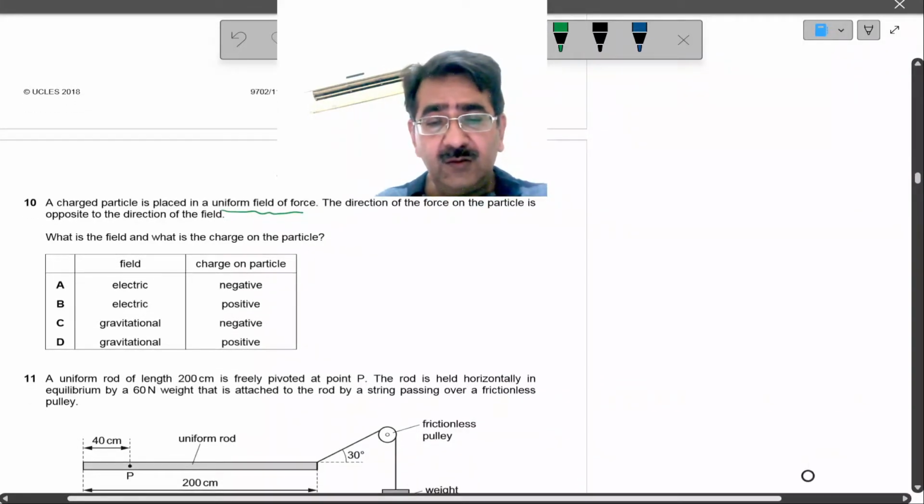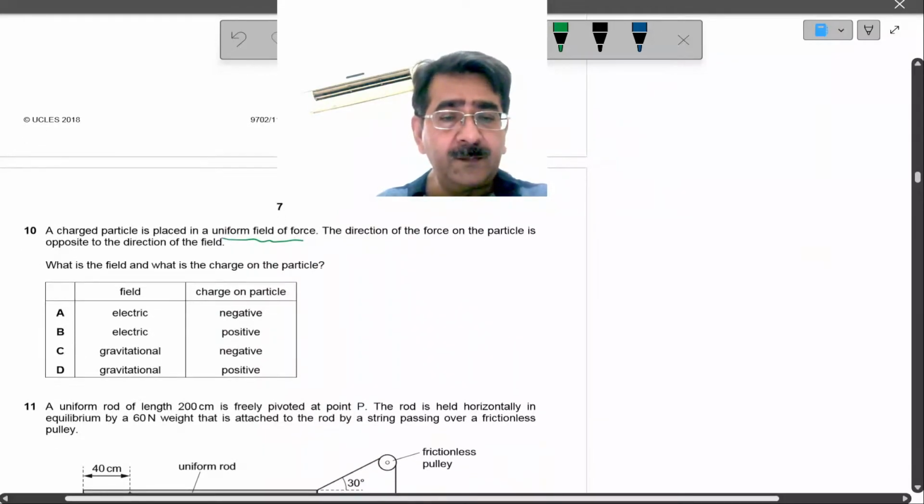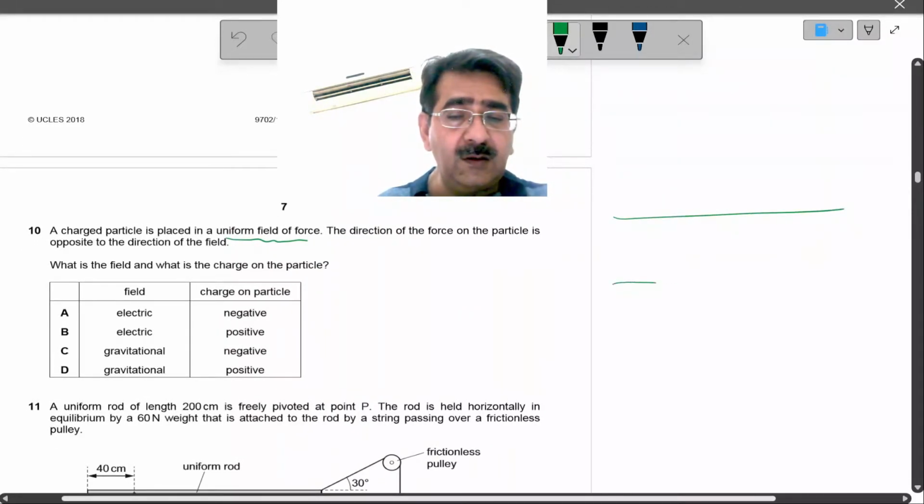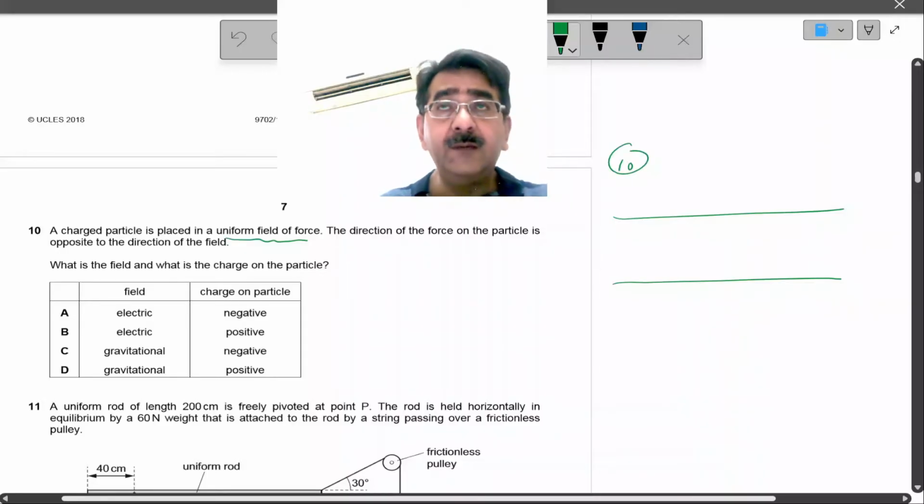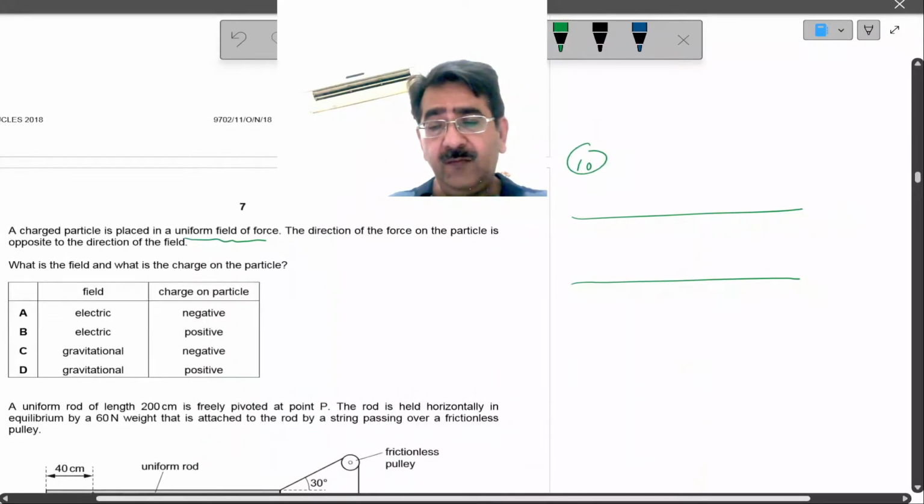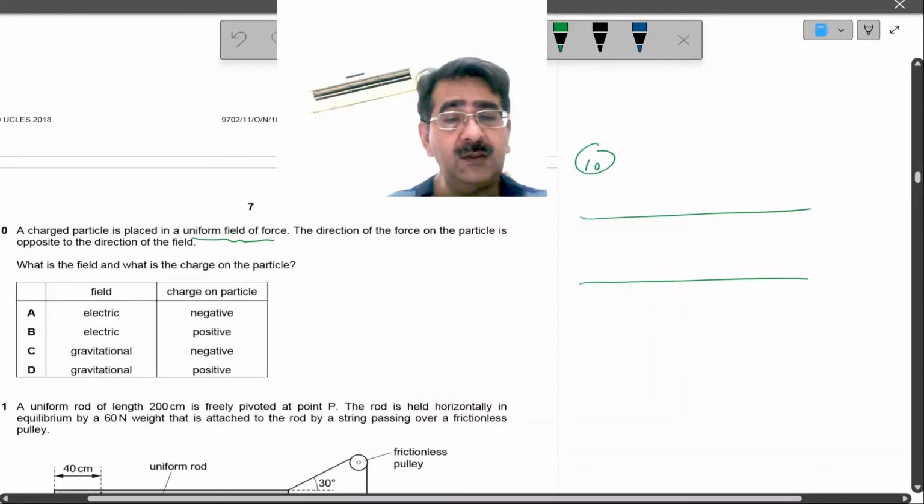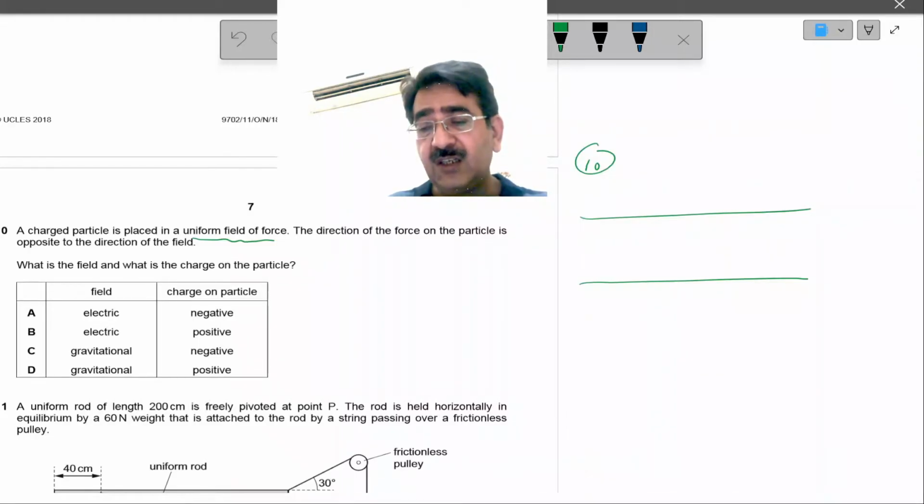If there is a uniform field of force on a uniform electric charge particle, according to the syllabus of the A and AS level exam, the direction of the force on the particle is opposite to the direction of the field.